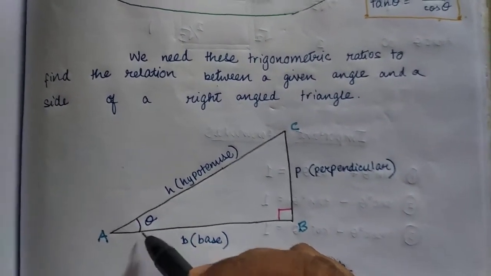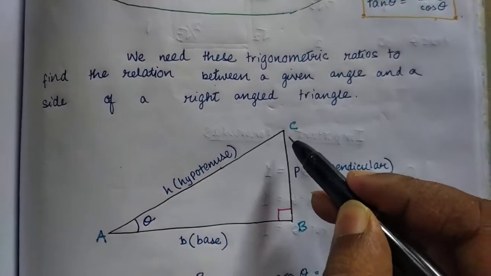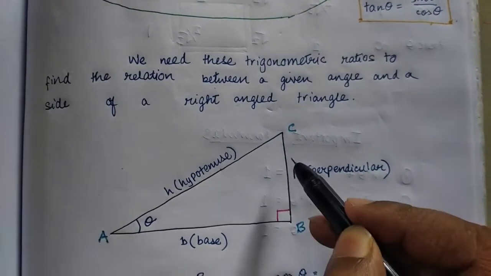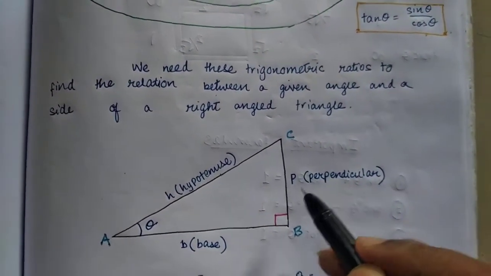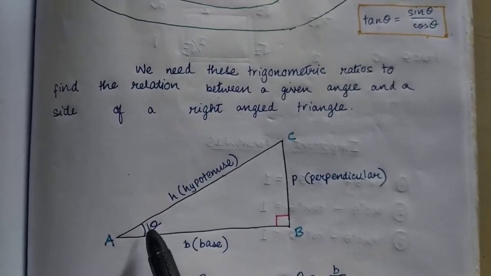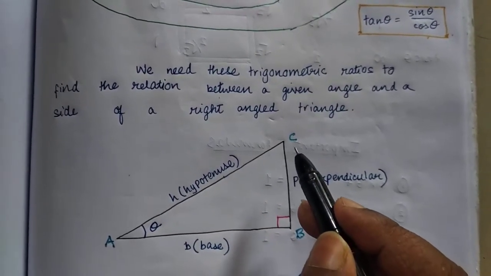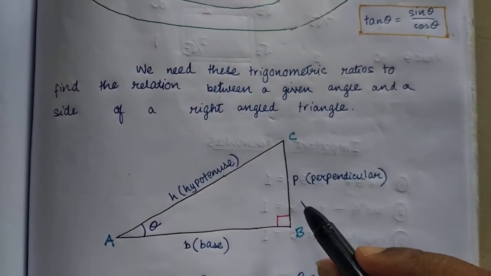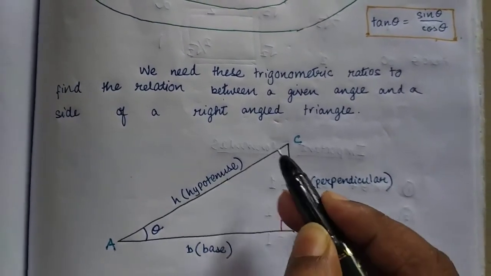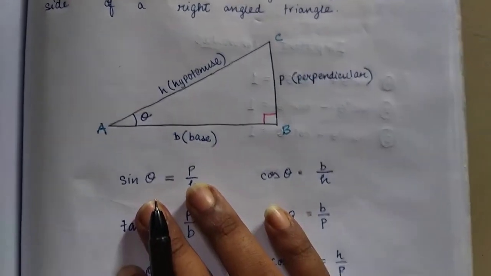Suppose theta is the given angle here, and the perpendicular side P, which is opposite to the angle A, which is CB, it is perpendicular, and the base is always adjacent to the given angle theta and is at 90 degrees with the perpendicular. The hypotenuse is the longest side of the triangle. Now let's go to the explanation part.